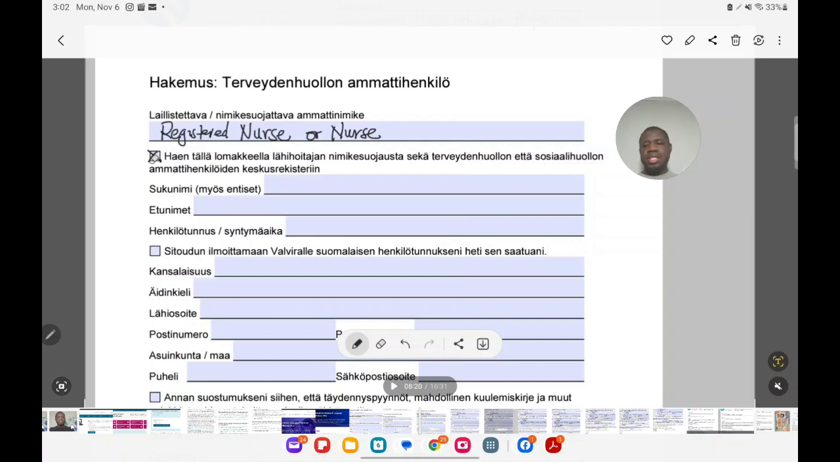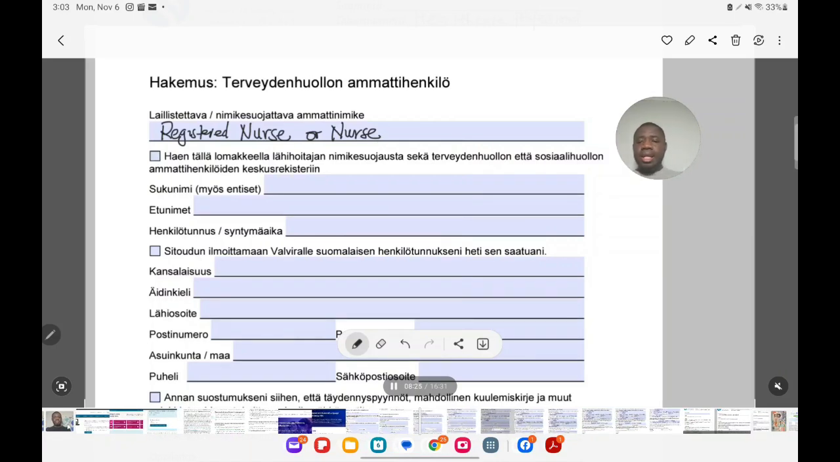So what this session is talking about is title protection for both healthcare and social care. That is, if you want to apply for both RN and, at the same time, social care worker, you want to apply for both positions, then you click on the box. But if you are just applying for RN, you don't have to click on it.